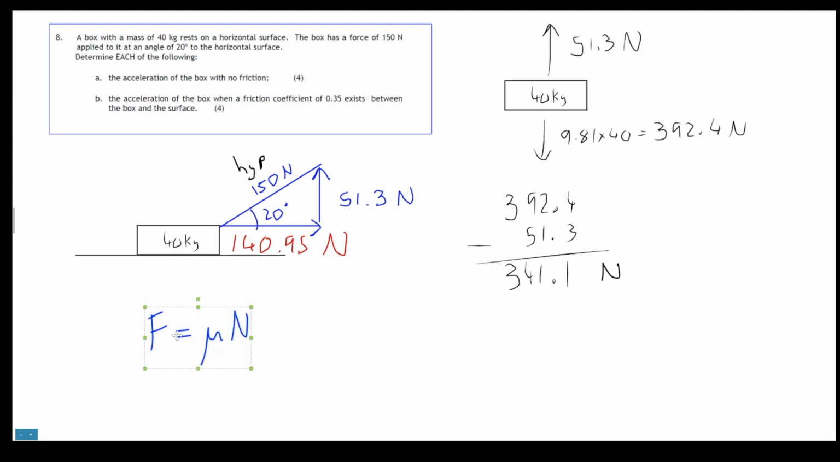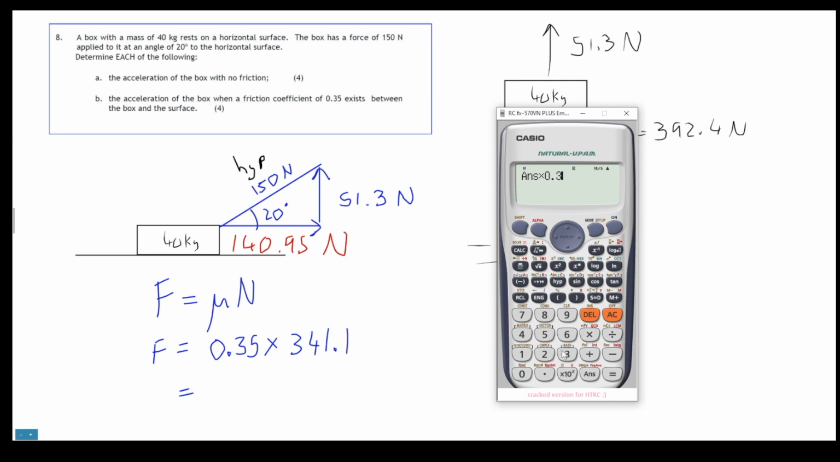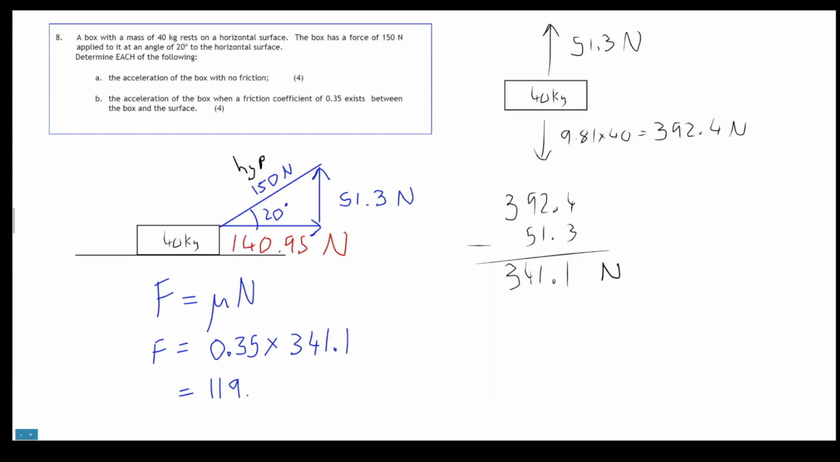So we can use our fun equation now to solve for this. The friction force is equal to the coefficient of friction, the 0.35, times this vertical force pushing it down, the 341.1. Let's calculate that. This times 0.35, it's going to be 119.385. This is the friction force. We're not done yet. This is just the friction force that's resisting the motion.